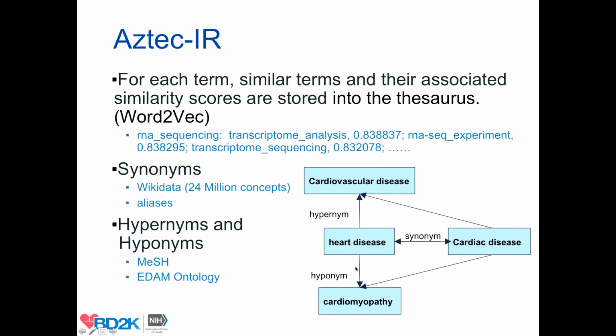There is an example here. If we want to expand the query "heart disease", we first find some synonyms, for example, cardiac disease, and the hypernym, cardiovascular disease, and the hyponym, cardiomyopathy. We collect all the words together to make the information richer. So the search performance will definitely increase.